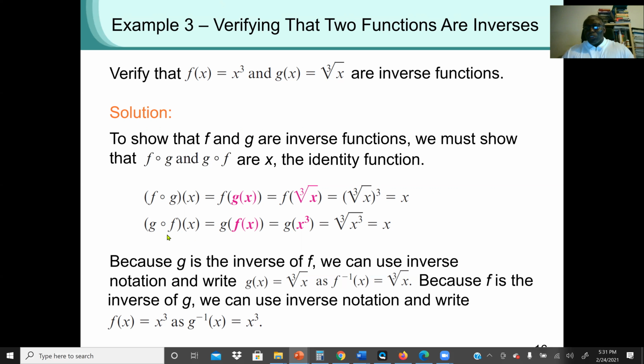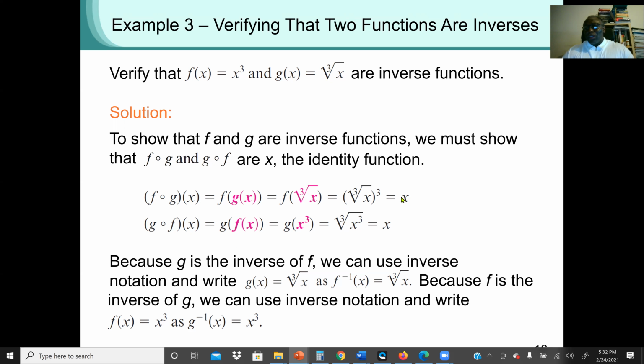Now let's try the opposite with g composite f at x, which means this time we are going to put f at x inside g. So we're going to substitute. My g at x is the cube root of x. So anywhere I see x, I'm going to substitute with x cubed. We're going to keep our cube root. So now I have x cubed, then the cube root also gives us x.